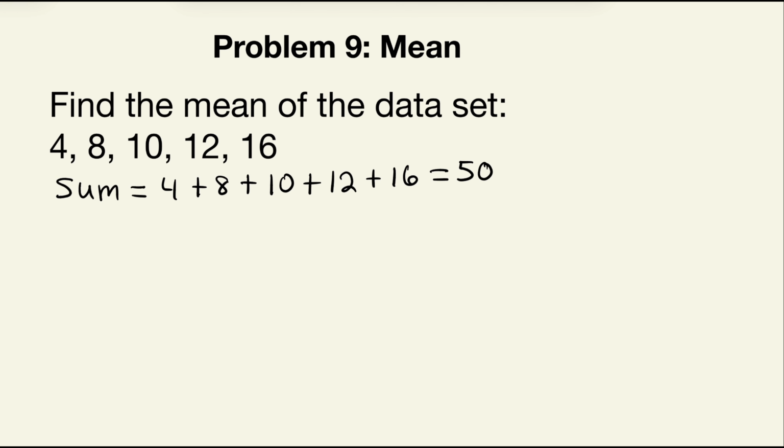And then as far as the mean is concerned, the mean is equal to the sum, which is 50, divided by the number of data points, which is 5, and that equals 10. So the mean is 10, which is the final answer. So just remember, mean is the average, and that's the sum divided by the number of data points. So with that, let's move on to number 10.